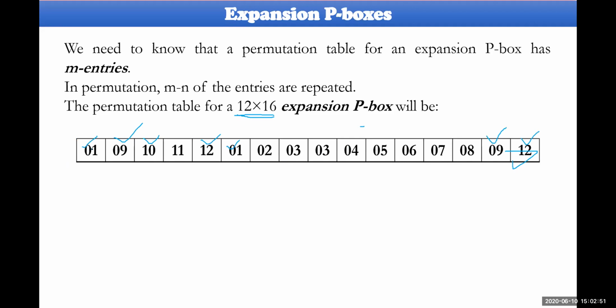So in this way, you have to use these P boxes, permutation boxes, for preparing ciphertext from plain text in the encryption process, and plain text from ciphertext in the decryption process. These can be used here.